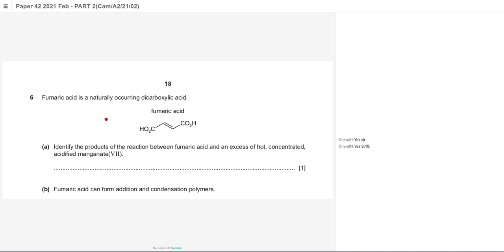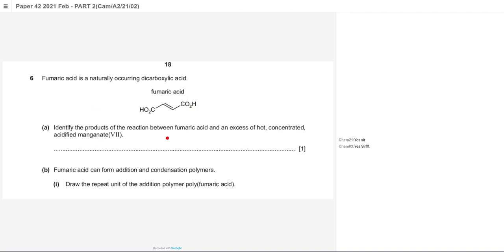Right. Fumaric acid is a carboxylic acid. Identify the products of the reaction between fumaric acid and excess hot concentrated acidified permanganate. This is the oxidative cleavage reaction. What happens is that this carbon-carbon double bond breaks, and you get this product, a dicarboxylic acid. In fact, one of the carboxylic groups is already present, and on the other end, it's an aldehyde which is produced because there's a hydrogen here and here. So the aldehyde is further oxidized to form the carboxylic acid.